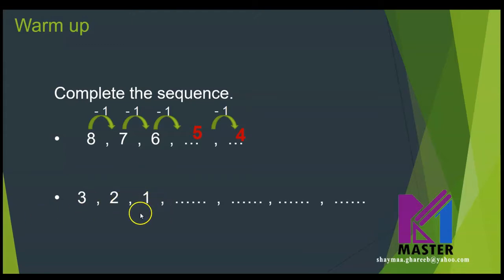We have 3, 2, 1, which is also subtracting 1 every time. So when we subtract 1 from 1, it will give me 0. When we subtract 1 from 0, which means counting backward, what is the number just before 0? It is negative 1. Then when we subtract 1 more, it will be negative 2. When we subtract 1 more, it will be negative 3. So when we count down by 1, we are going to find that there are negative numbers after the 0 when we count backward by 1.